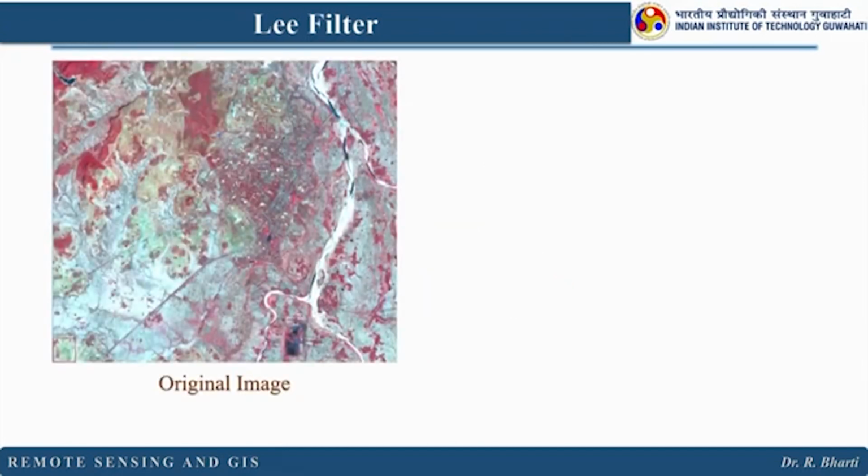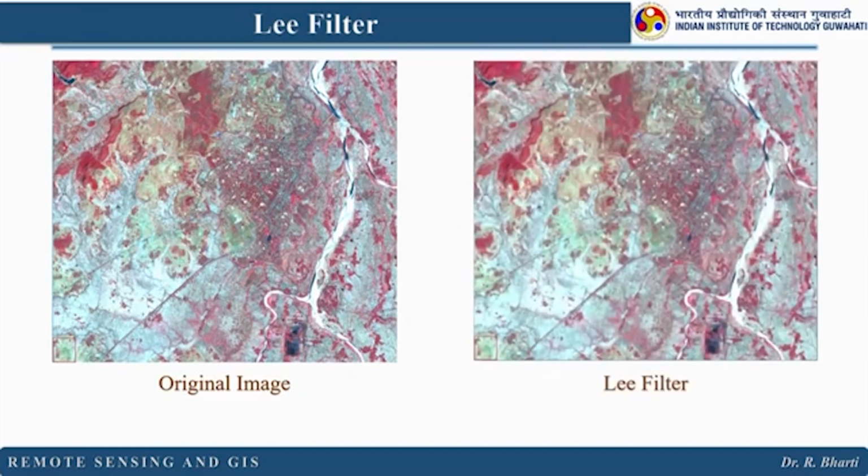So, this is the original image and this is the Lee filter image. You can see that in this case there were some features which were enhanced and noise was removed, but it is up to you and your application. What exactly is your application? Based on that you have to select different methods from this particular basket, right.